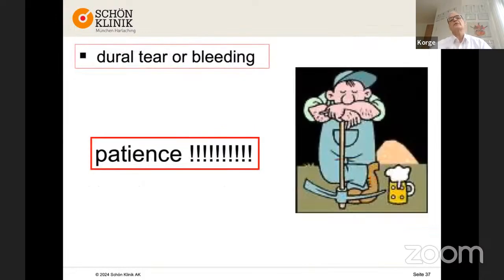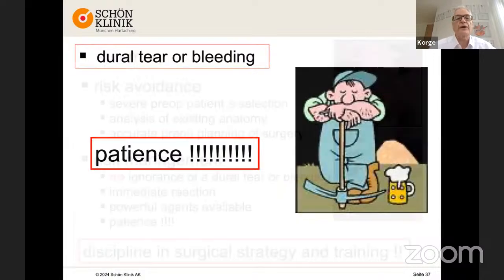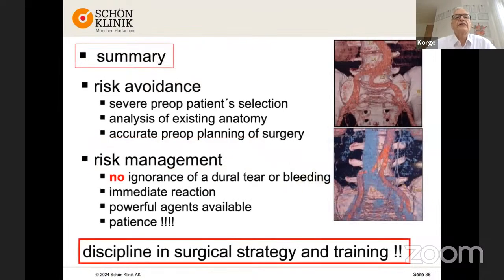So coming to the end, the most important thing, whether you have a dural tear or bleeding, is do not lose your control and just stay patient. Because if you think about risk avoidance, one thing is pre-op patient selection. If you go for an anterior ALIF situation, it would be nice to know, if you go to L5-S1, that this is the left common iliac artery here. It's not difficult to mobilize it, but it's important to know it.